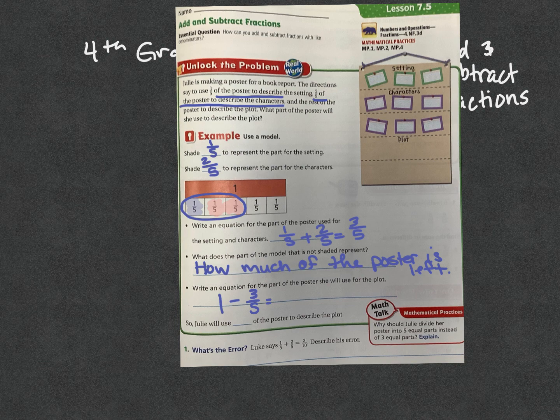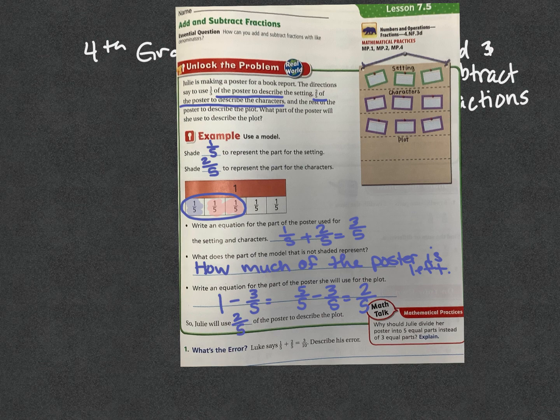I can rewrite this too, just in case you want that common denominator. 5/5 is the same as 1. Then I'm subtracting the 3/5 that we already used. What's left, the 2/5, can be used for plot. So she will use 2/5 of the poster for plot.